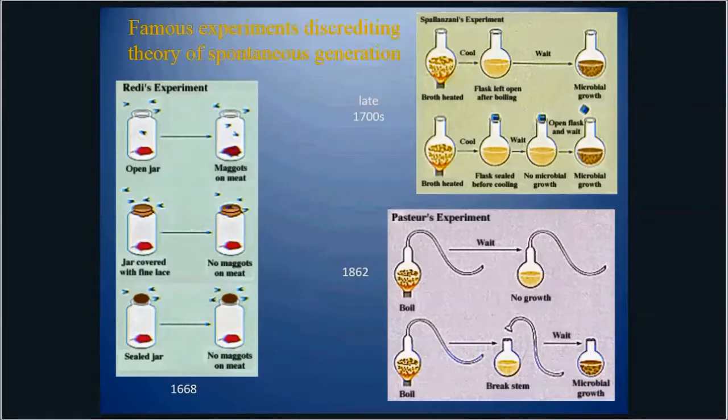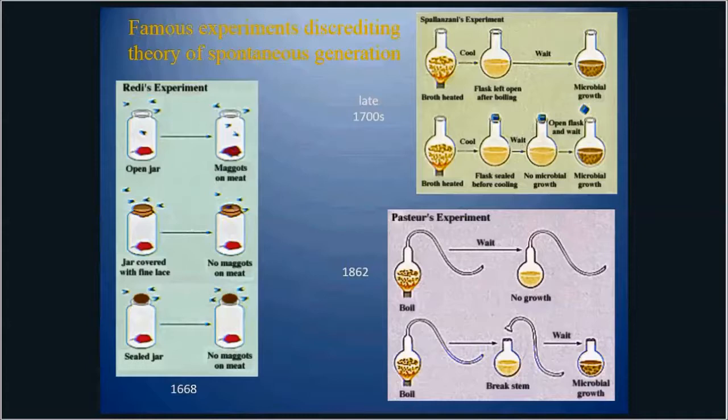He had many jars, and he put meat into the bottom of all the jars. He left some of them completely open, exposed to the elements. He covered some of them with a mesh type of cloth that had some openings so air could get through, but not big organisms. And then he sealed some completely tight.